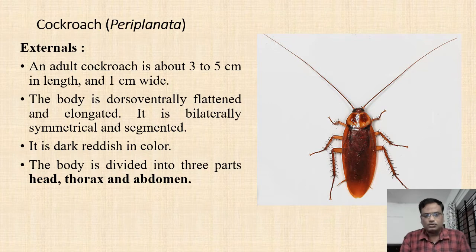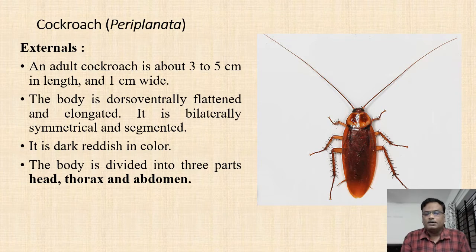And this cockroach, it measures about 3 to 5 centimeter in length and 1 centimeter wide, and the body is dorsoventrally flattened, right, and it is elongated. So this dorsoventrally flattened body helps the cockroach to hide in crevices in narrow spaces between the walls, etc. And it shows bilateral symmetry like all other insects, and normally it is dark reddish in color. So the genus we are going to study is Periplaneta americana.